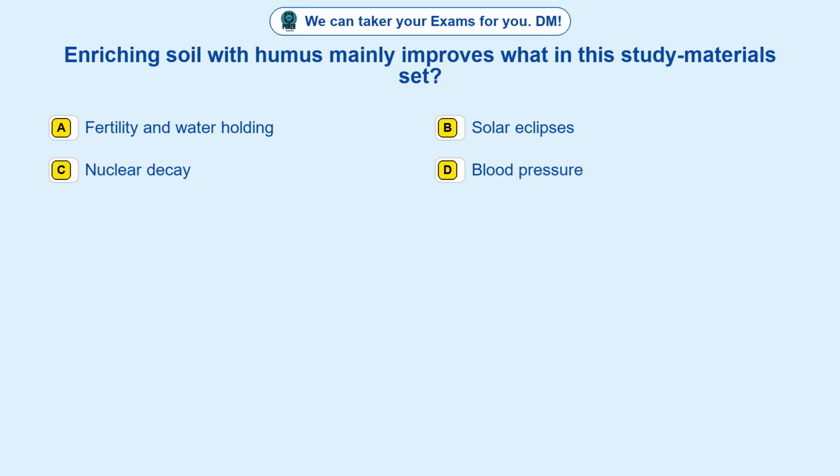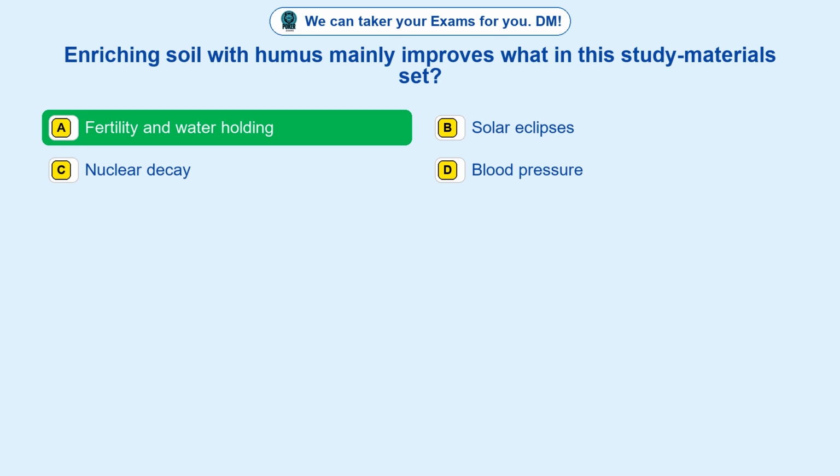Question 96. Enriching soil with humus mainly improves what in this study materials set? Option A, fertility and water holding. Option B, solar eclipses. Option C, nuclear decay. Option D, blood pressure. The correct answer is option A.